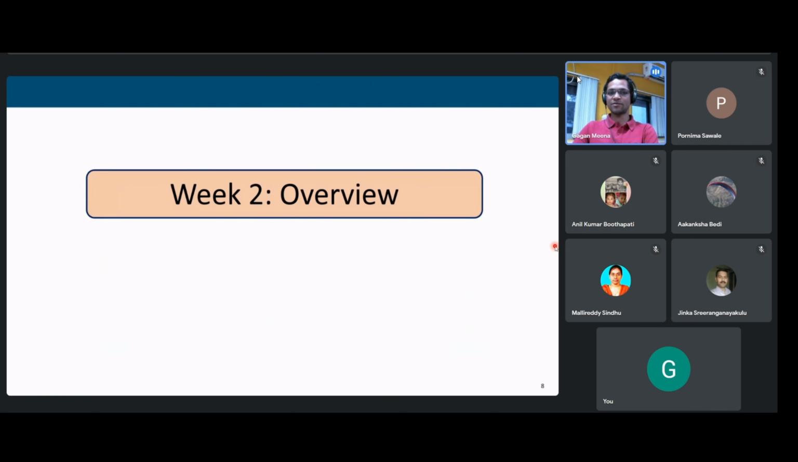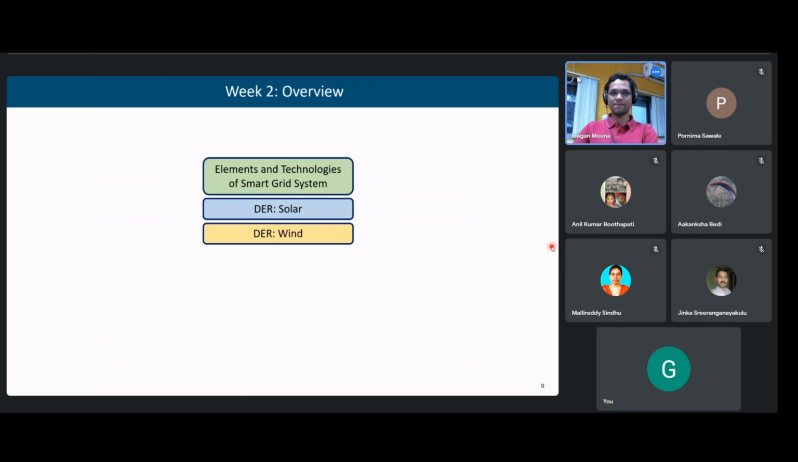Let us move to a very brief overview of week two. In week two, first of all, we discussed the continuation of week one, the elements and technologies of the smart grid system, where we discussed the SCADA system and smart metering. Then we discussed two distributed energy resources, solar and wind.